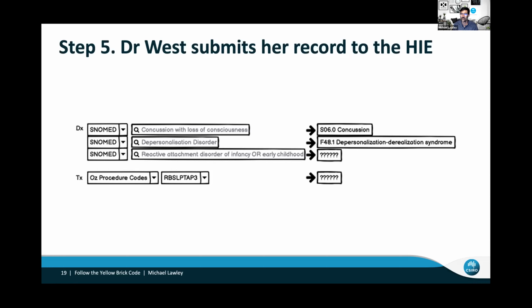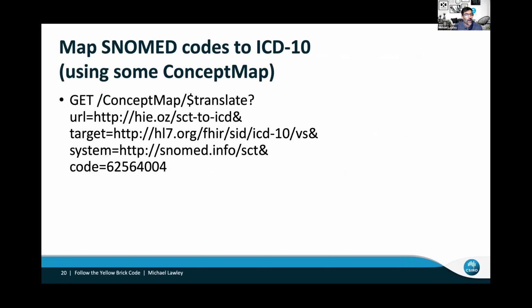FHIR has some things that can help us with this mapping, as well as diagnosing what went wrong. So to do the mapping, we're going to use the translate operation with concept map, and we refer here to the concept map to use, which is this custom SNOMED to ICD-10 map. We refer to it again by its URL. The target value set, so the target for our map, is going to be ICD-10 codes, and this is the code that we want to map.